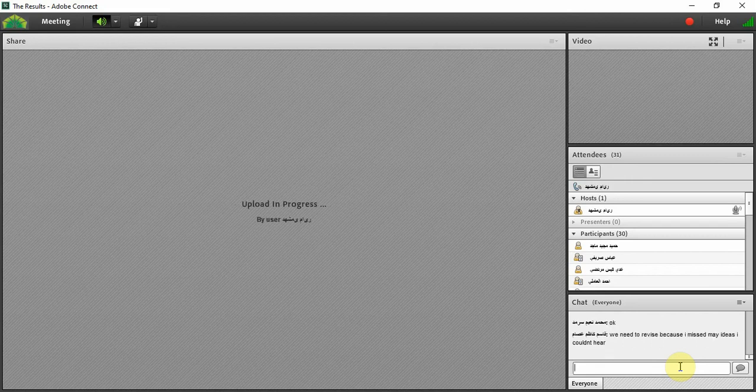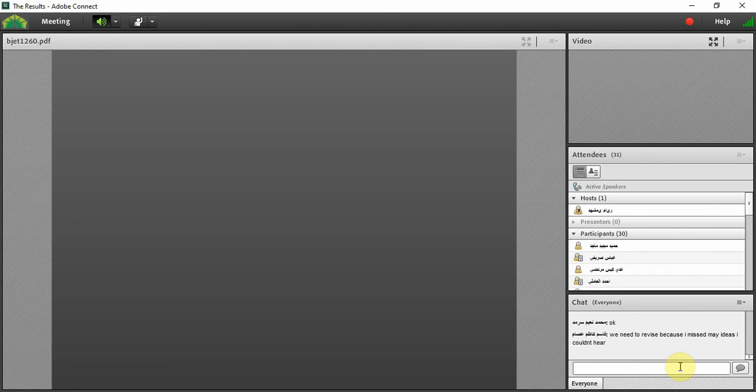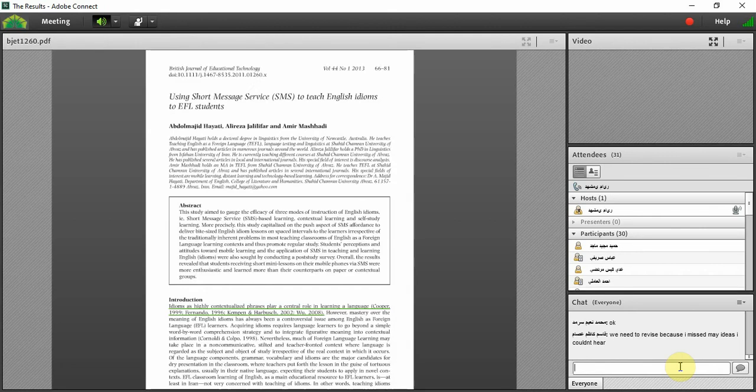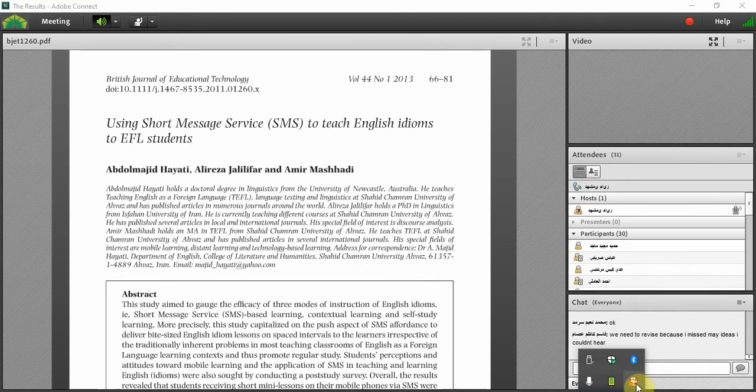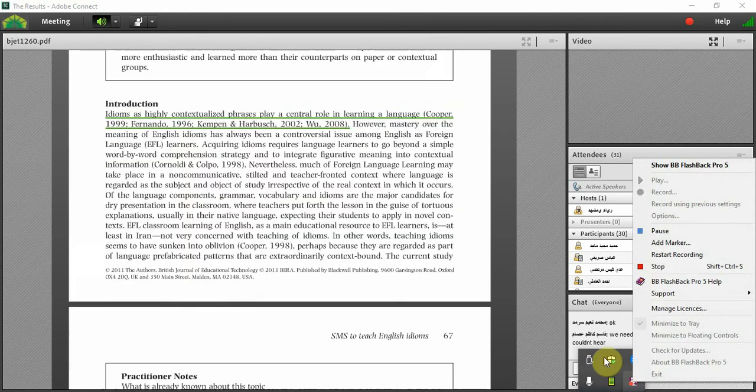Okay, here you can see one of my articles previously published in a very famous, prestigious journal in England. You can see my name here. That was for my MA thesis, British Journal of Educational Technology, which is very prestigious in the world. Okay, let me show you the results section.